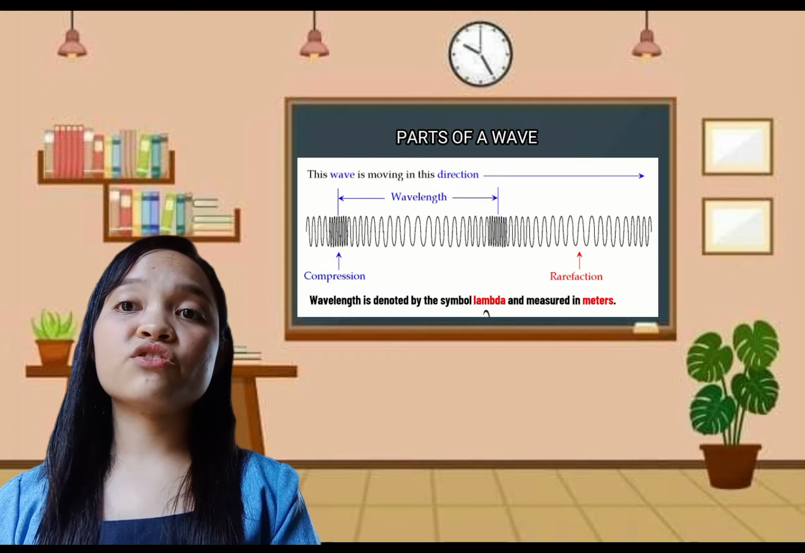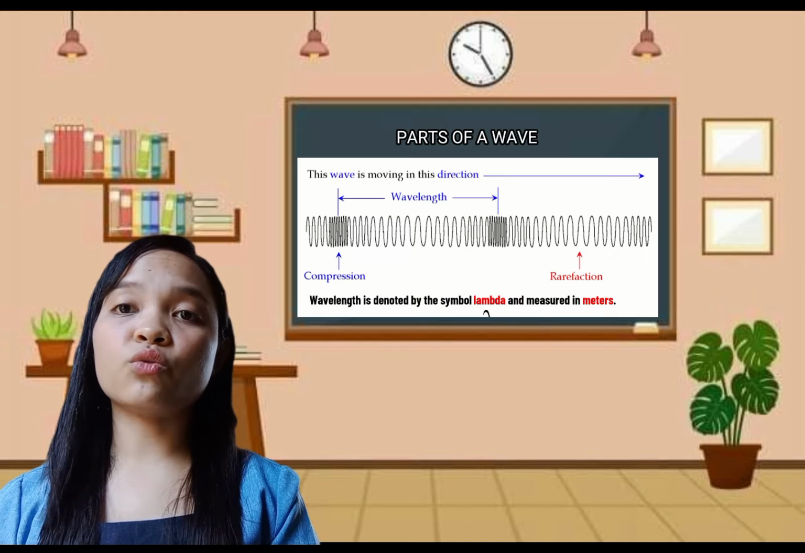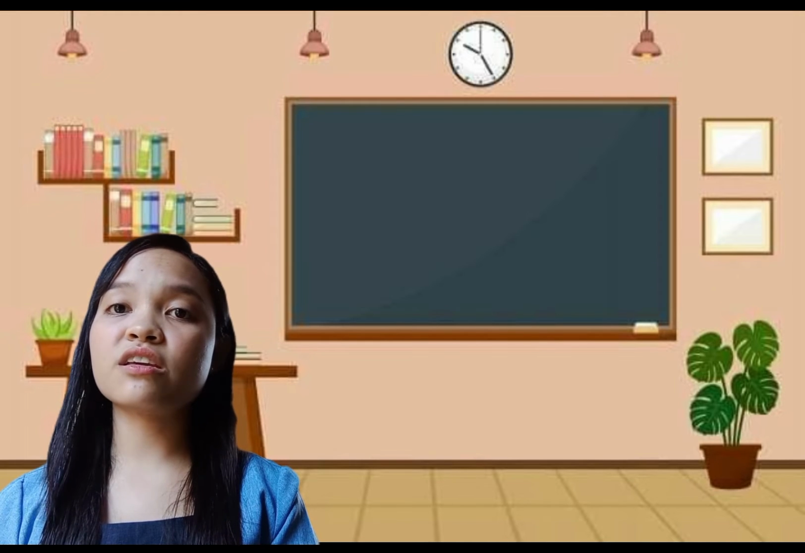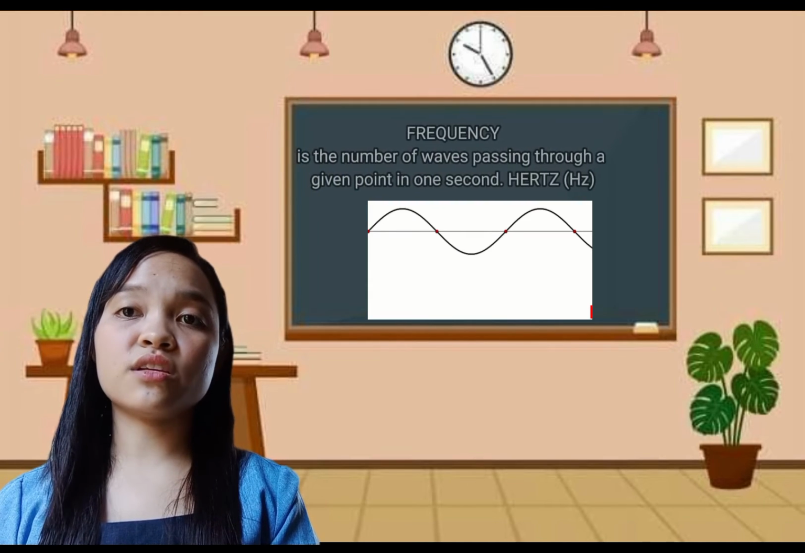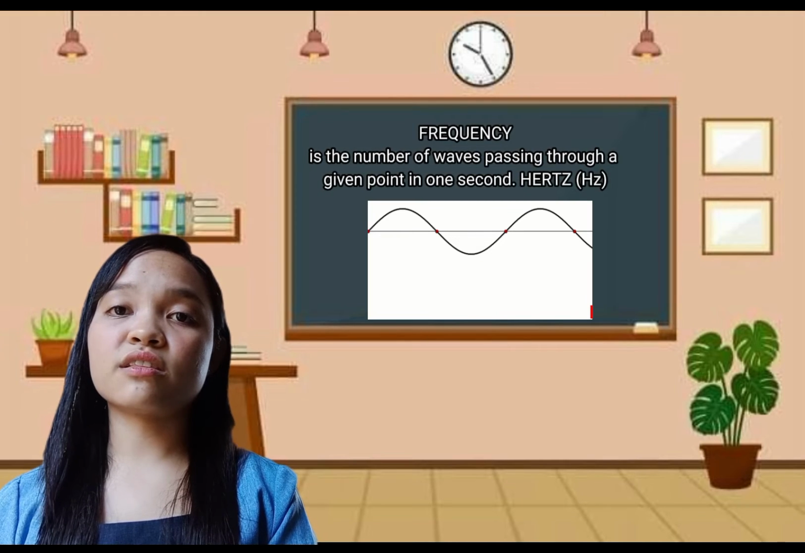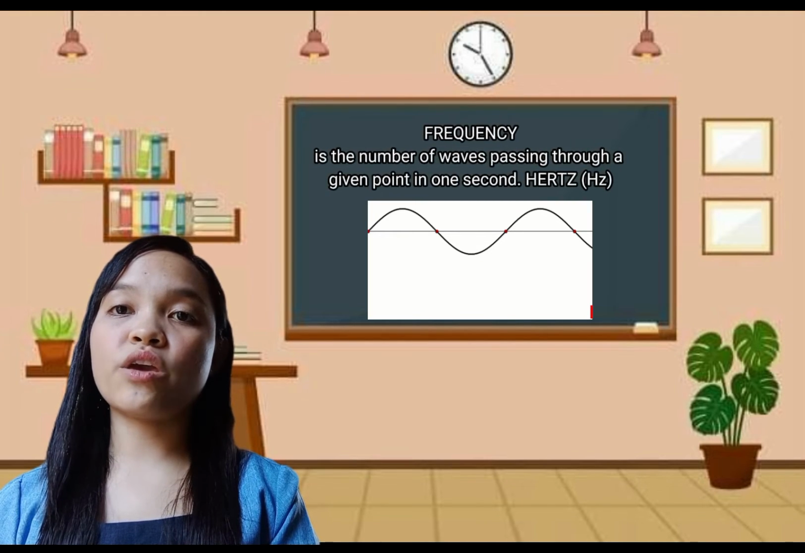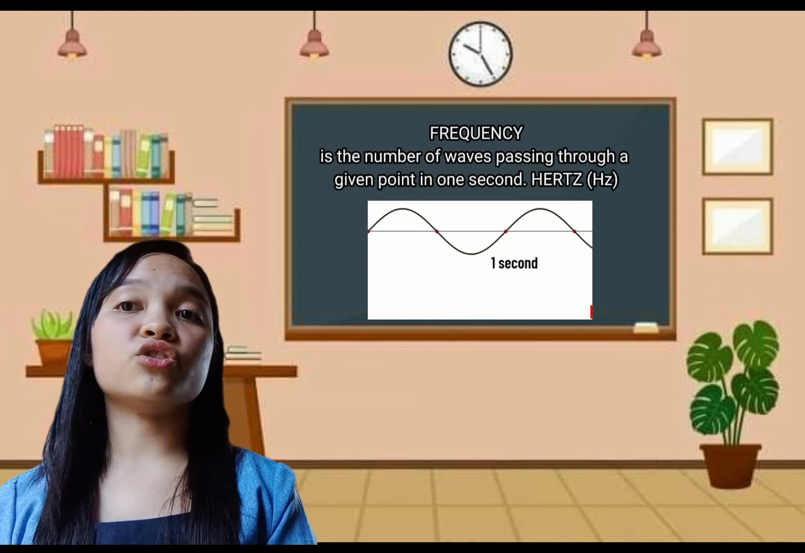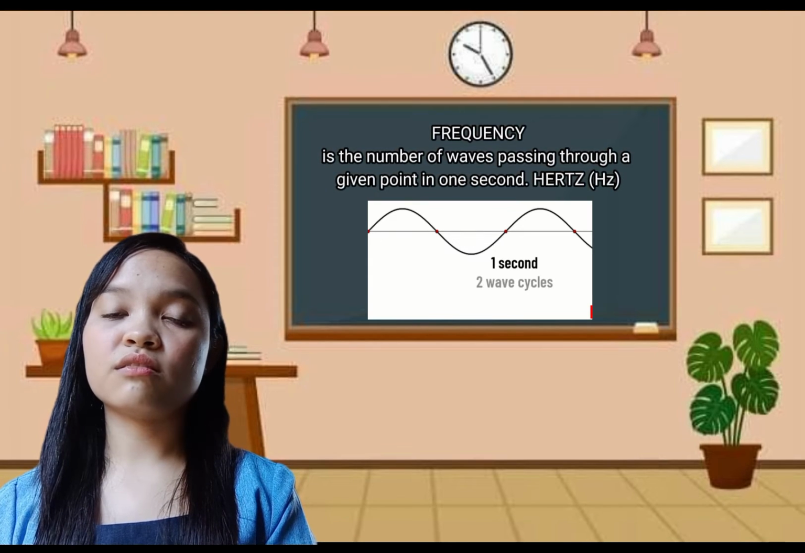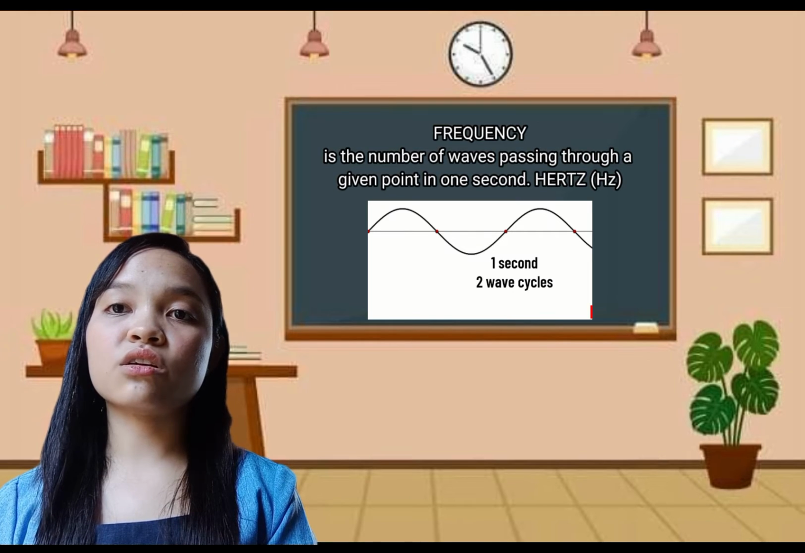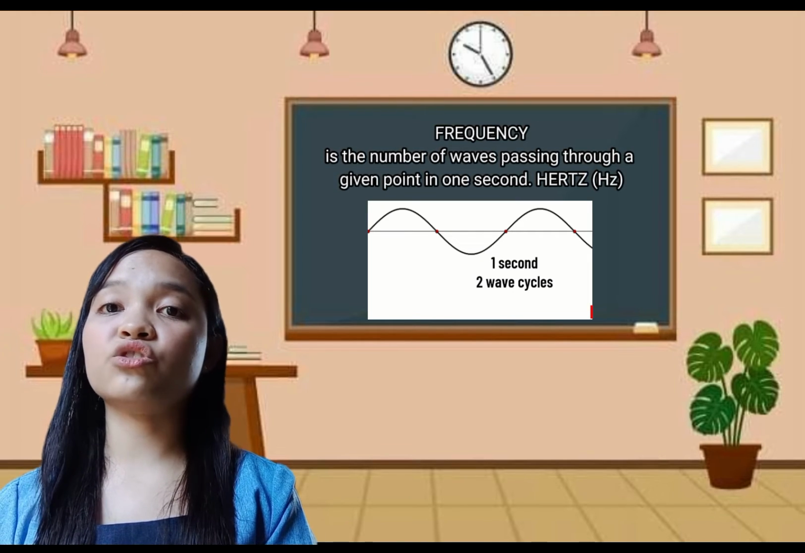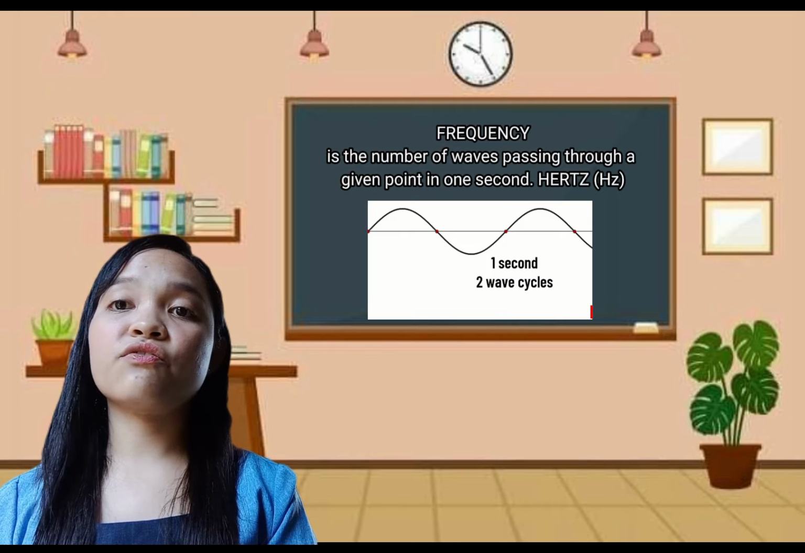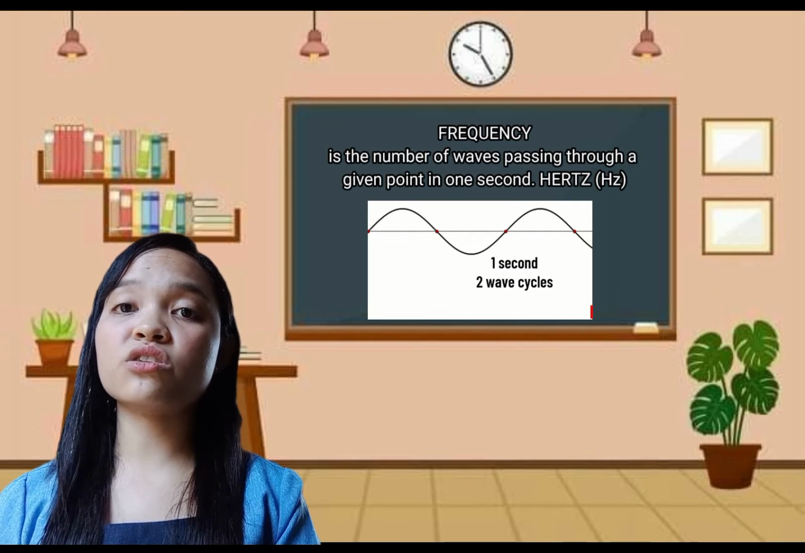The number of waves traveling through a specific point in 1 second is known as frequency. Hertz units are used to measure it. Look at this wave that propagated in a fraction of a second. There are two wave cycles visible. One wave cycle consists of one crest and one trough. Hence, the frequency in this case is 2 Hz.